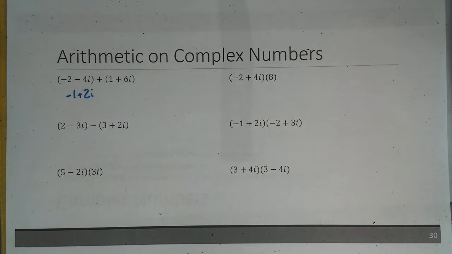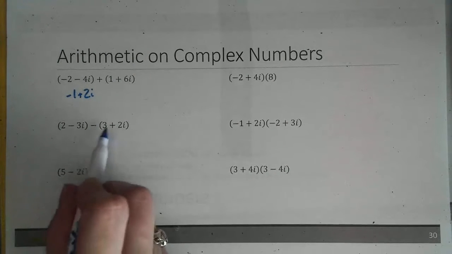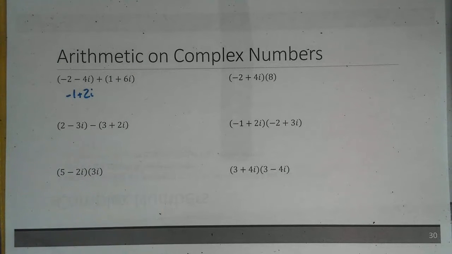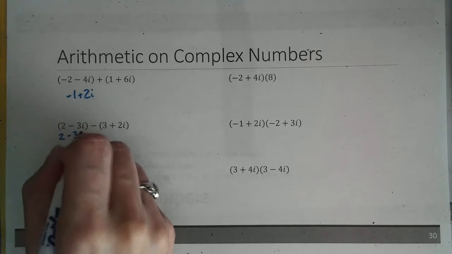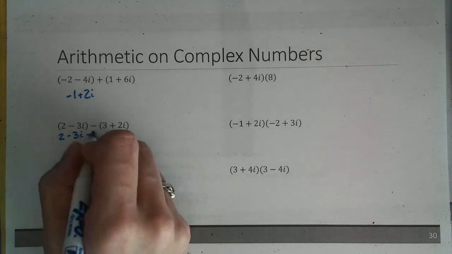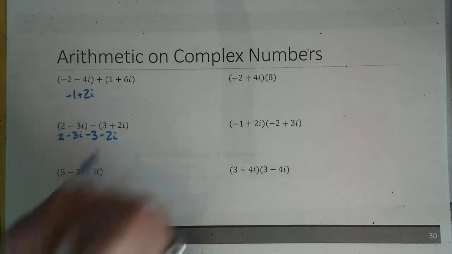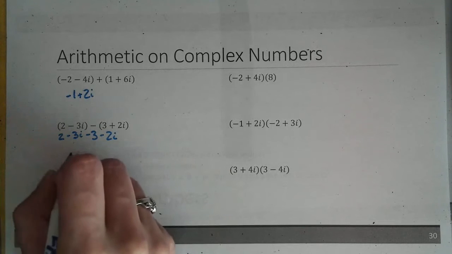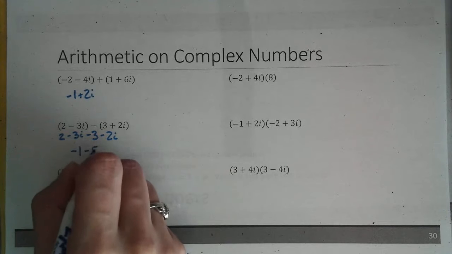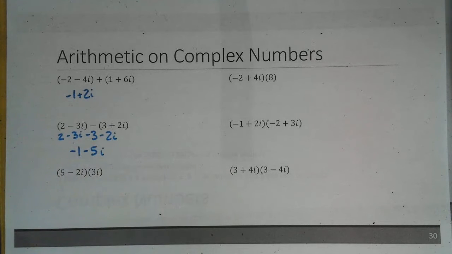In the next one, we have (2 minus 3i) minus (3 plus 2i). I'm going to have to distribute the negative to my second complex number, so let's get rid of all these parentheses. I have 2 minus 3i minus 3 minus 2i. Combining like terms, this is -1 minus 5i.